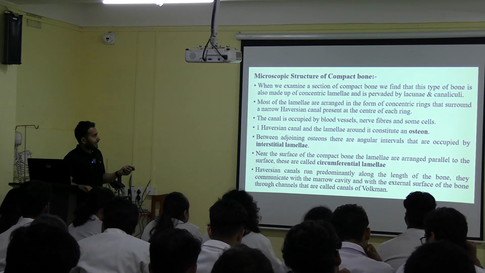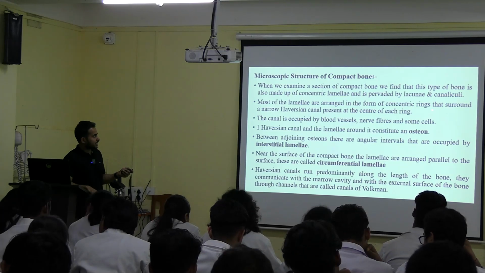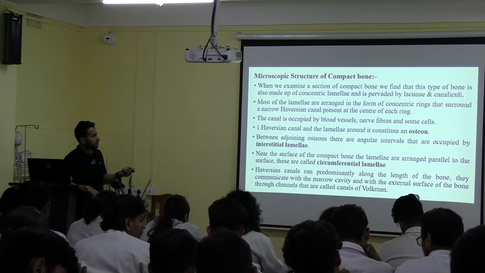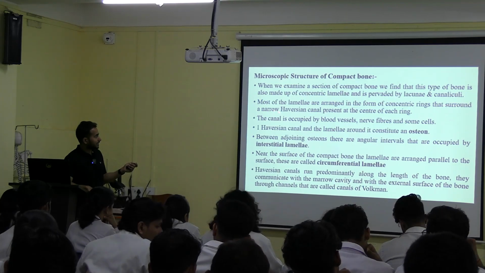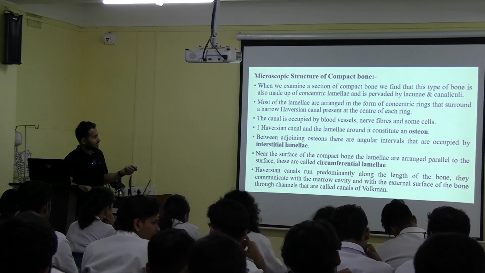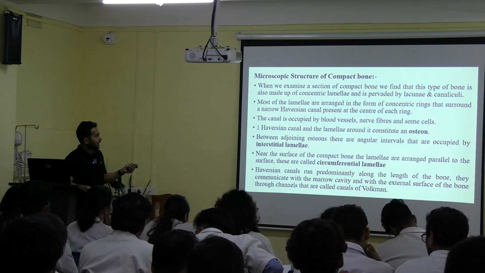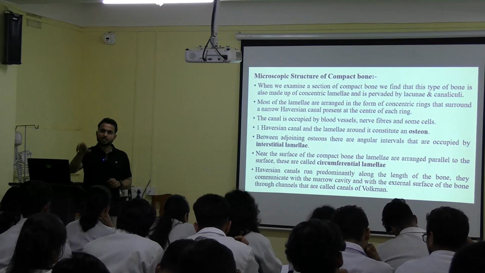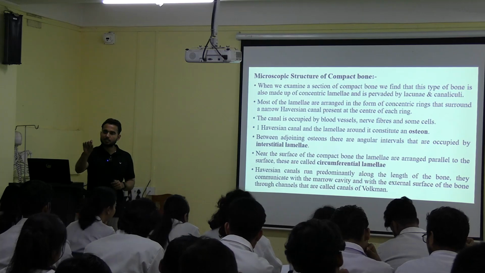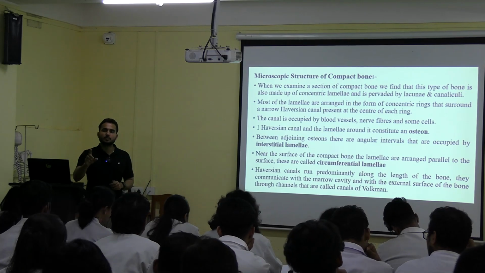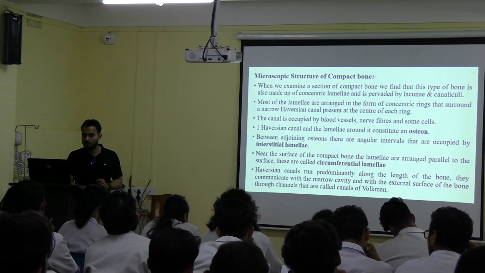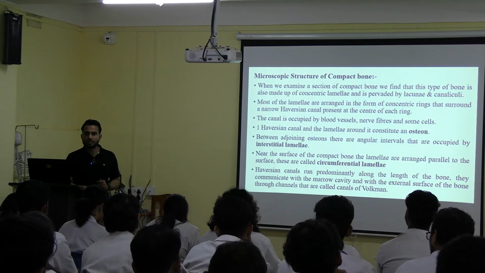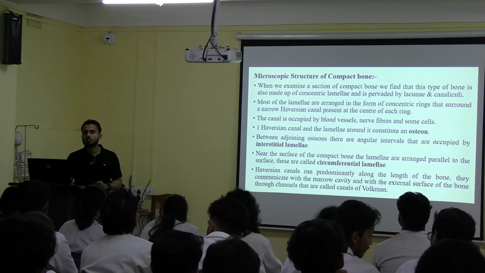Most of the lamellae are arranged in the form of concentric rings surrounding a narrow Haversian canal at the center of each ring, and such an arrangement is called an osteon. So one set of concentric lamellae will be there, and at the center a canal will be there, which is called the Haversian canal. If you take one Haversian canal and the concentric lamellae together, it forms an osteon.